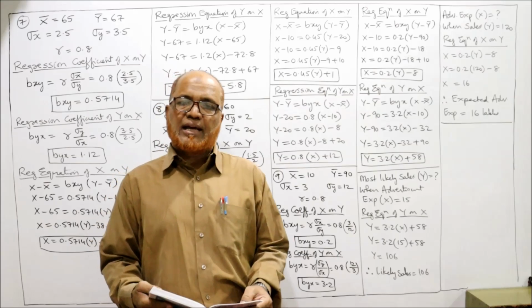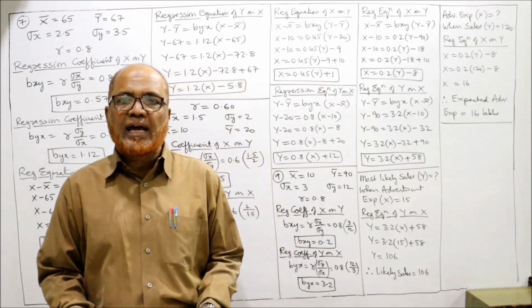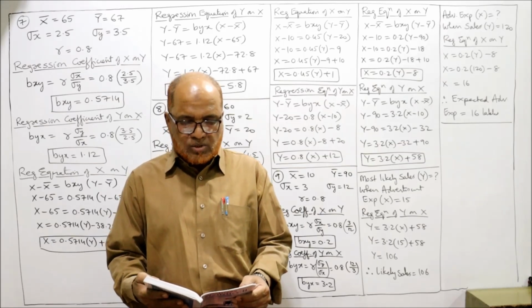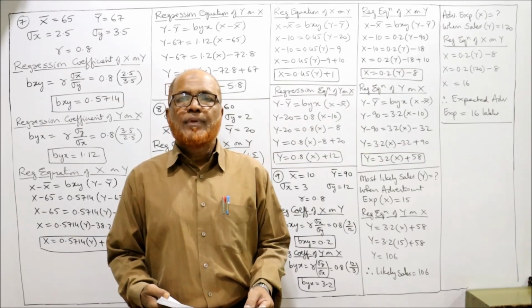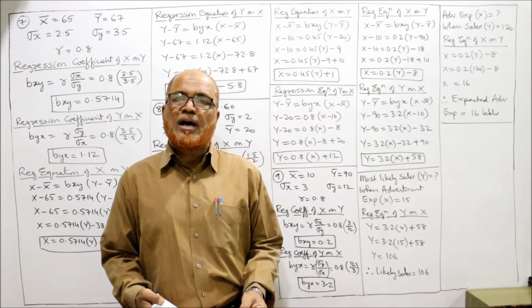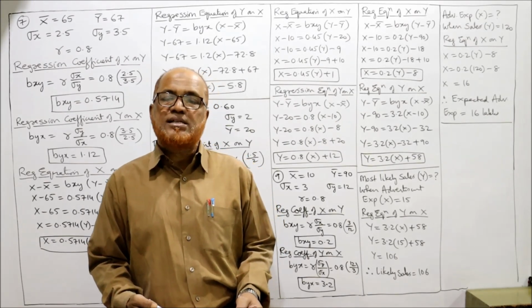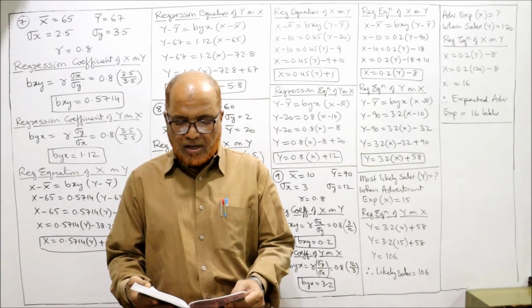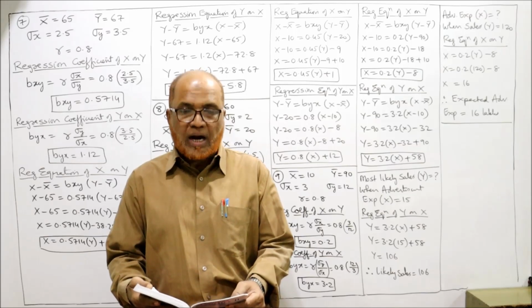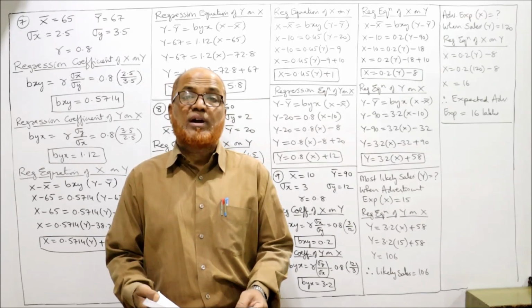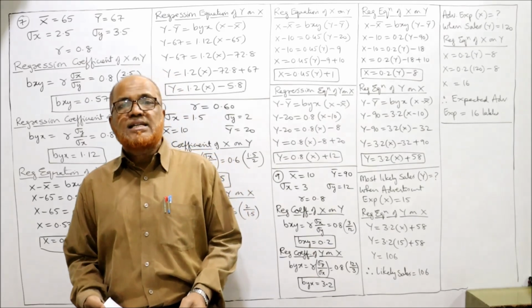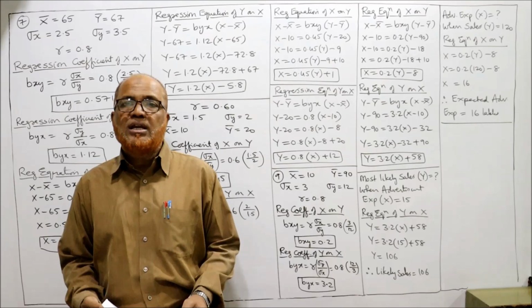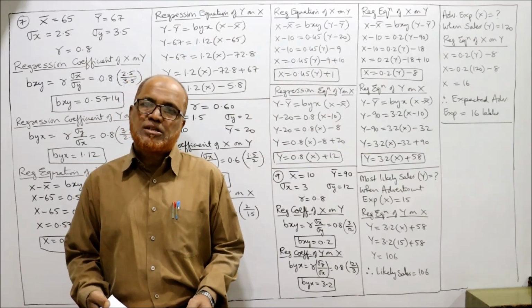Calculate the two regression lines. First question: whether we call it regression lines or regression equations, it is the same method. Second, find the likely sales when advertisement is 15 lakh. If we spend 15 lakh rupees on advertisement, how much will the sales be? And the third question: what should be the advertisement expenditure required if the company wants to attain a target sales of rupees 120 lakh? If the company has set a target of 120 lakh rupees sales, how much advertisement expenditure needs to be incurred? This is the problem.